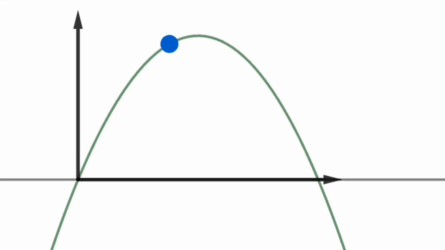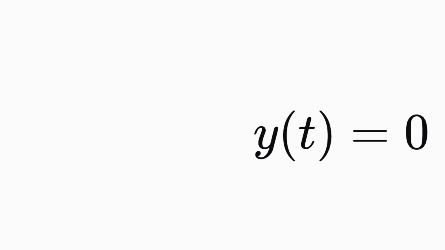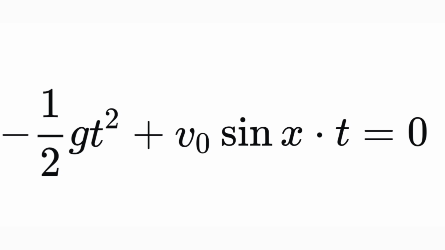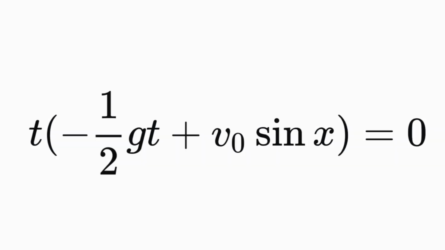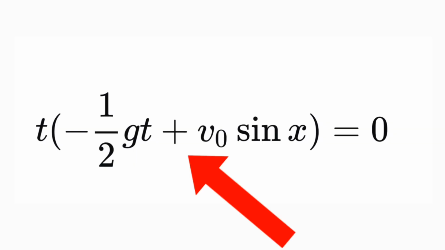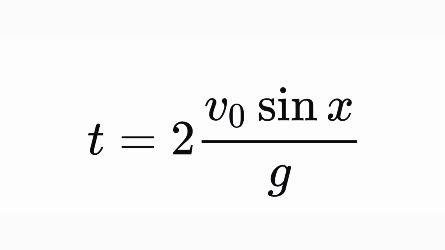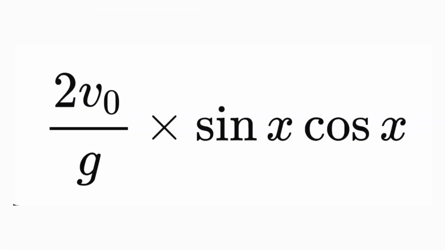Now we want to determine the coordinate of this point, the point where the ball is going to hit the ground. Well, this point is where the curve crosses the x-axis, so we must have y of t equal to 0 right there. Let's write the formula like t times (minus 1/2 g times t plus v0 times sine x). Obviously, t isn't 0, so this thing right here should be 0. This is the time when the ball is going to hit the ground. Now, to get this distance, we should plug this value into x of t. Substituting, we get 2v0 over g times sine x times cosine x.